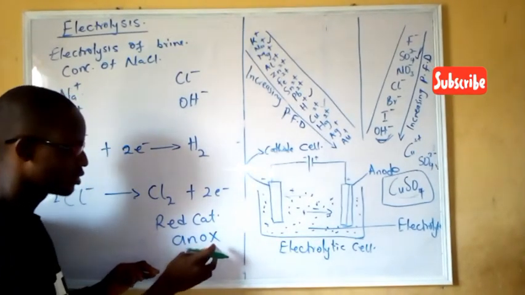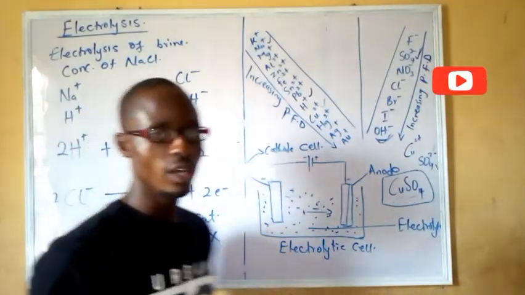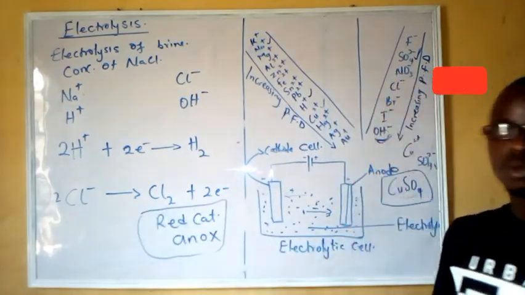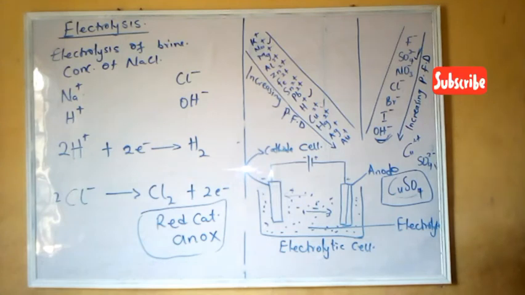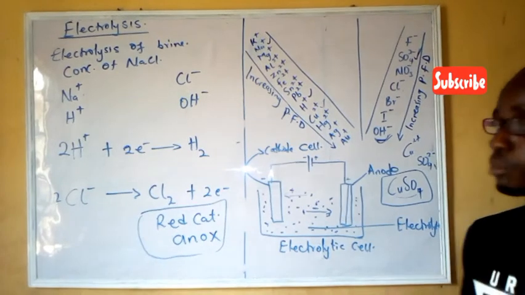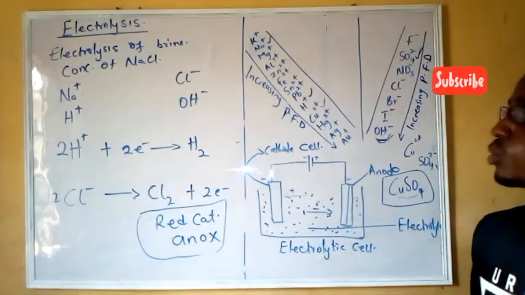Anode oxidation, reduction at the cathode. So this formula represents, if you are asked what type of reaction takes place at the anode, then it is oxidation. What type of reaction takes place at the cathode, then it's reduction. That is An Ox and Red Cat. However, I've explained what actually happens in the electrolysis of brine, and that is it.